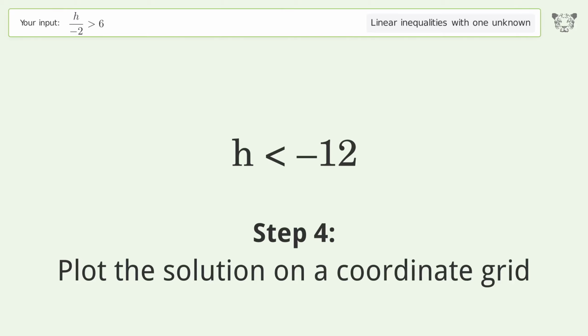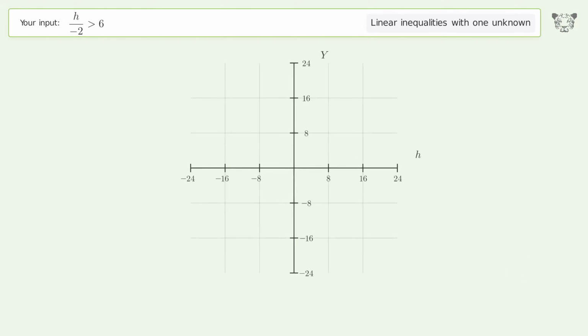Plot the solution on a coordinate grid. And so the final result is h smaller than -12.